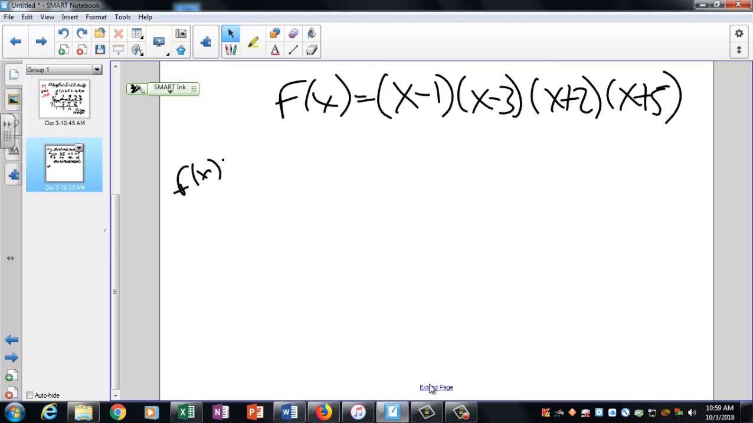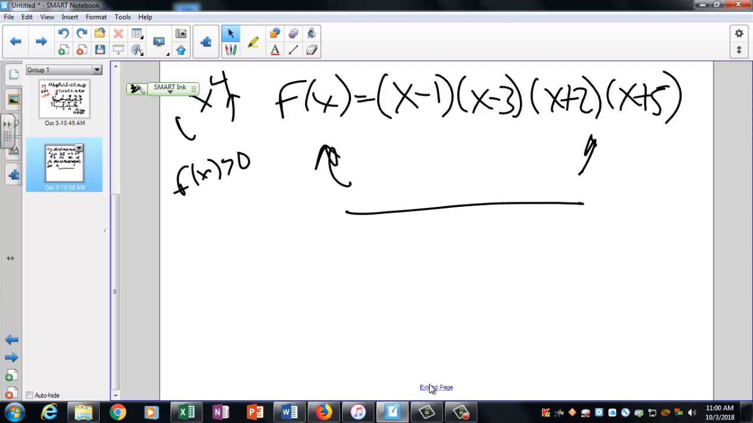Does that make sense? And now, the next question asked what? When is f of x greater than 0? Isn't that what it asked? If I have the factored form, what do I know? It's x to the 4th, so that means it goes up on both sides. Do we agree? So the end behavior is it's got to go up here and it's got to go up here. Now, where does it cross the x-axis? Who can tell me?